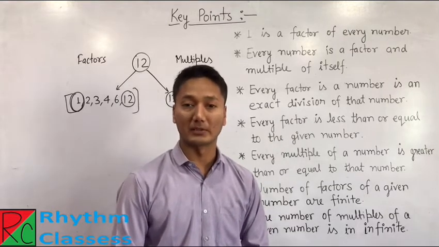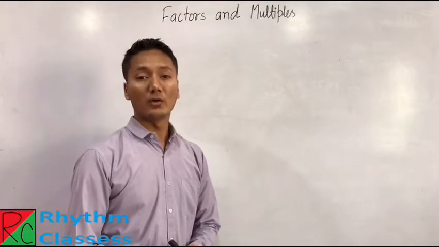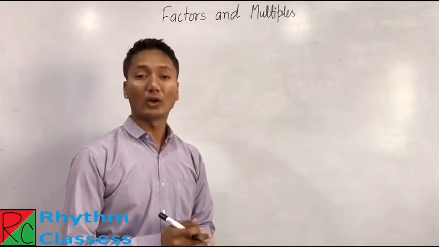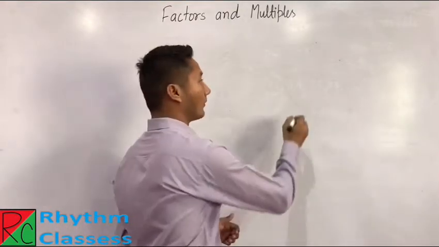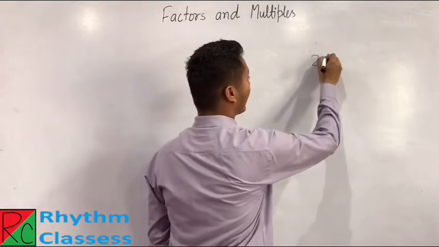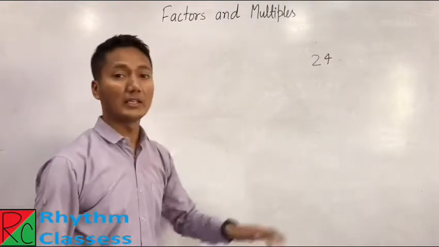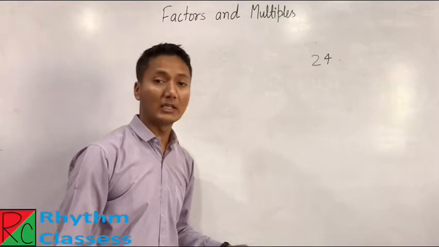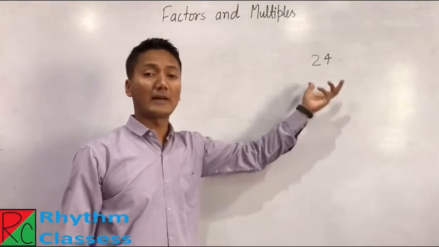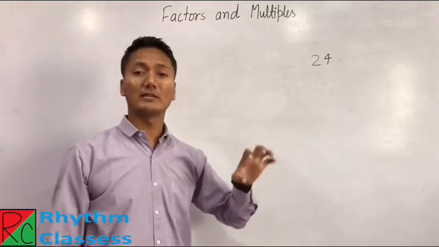Okay. Now students, we will see how to find the factors and multiples with the help of examples. Students, now if the question is write all the factors of 24, that means we have to write all the factors of 24. Then how will we write all the factors?